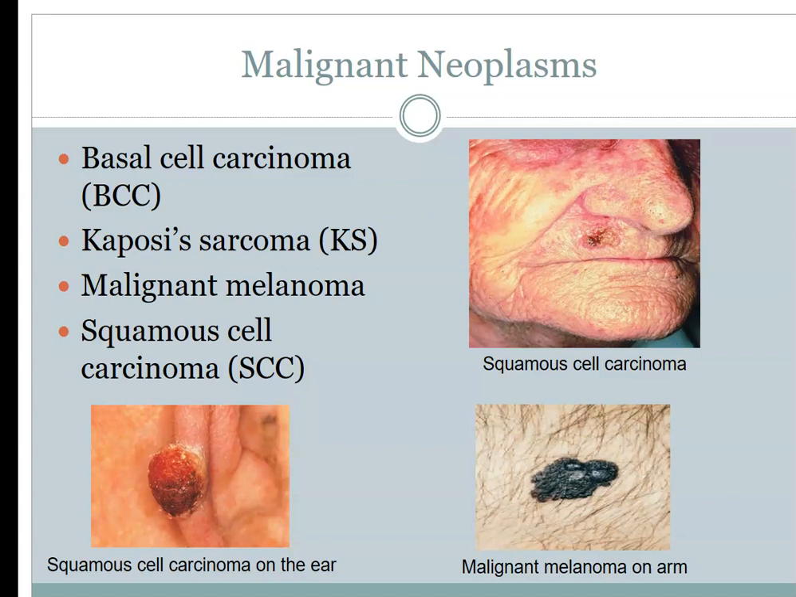A malignant melanoma is the result of mutated melanocytes. It is the leading cause of death for skin cancer. Squamous cell carcinomas are the second most common skin cancer. These arise from squamous cells instead of basal cells. Although, like BCCs, they are also the result of sun exposure.